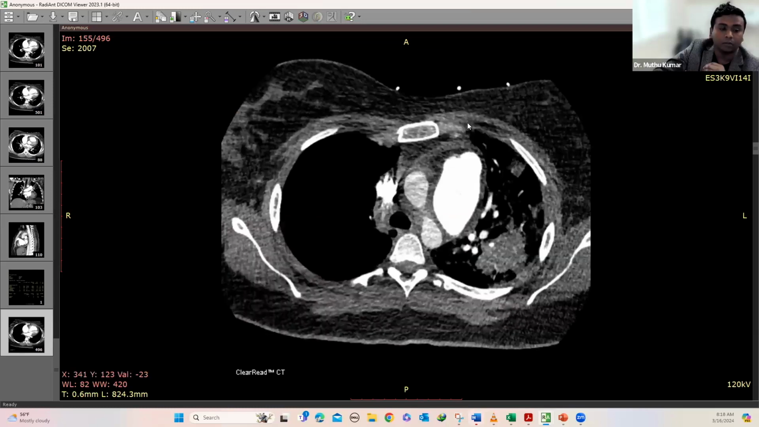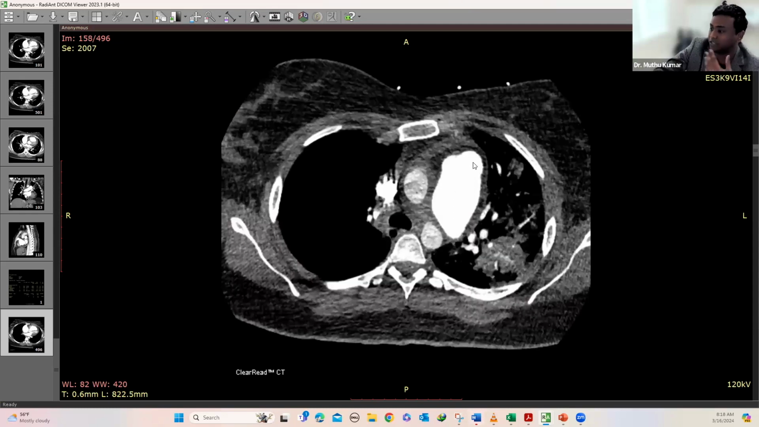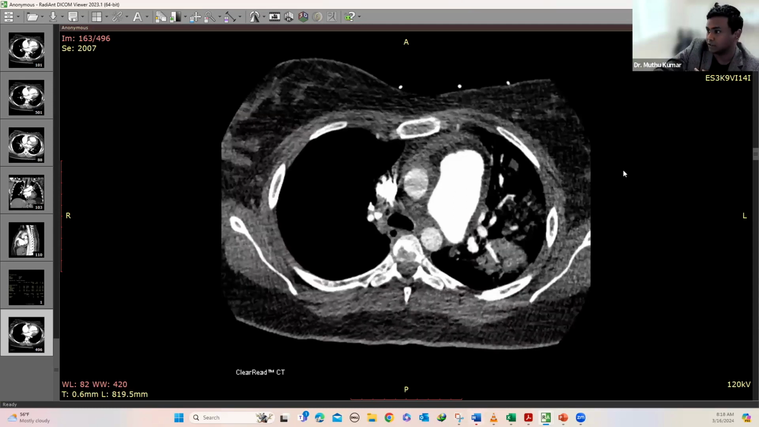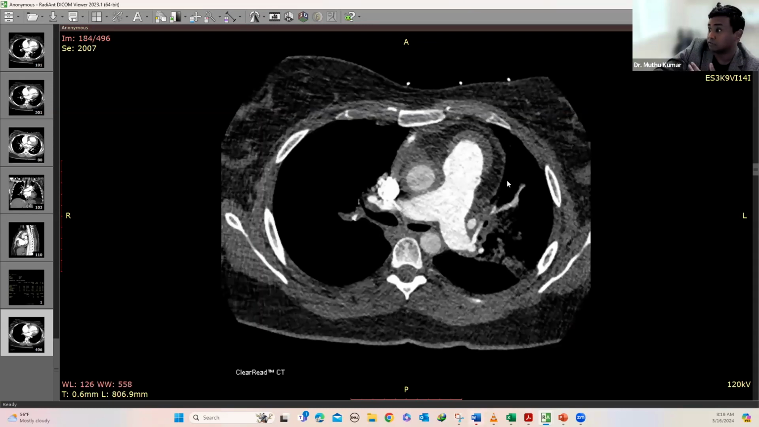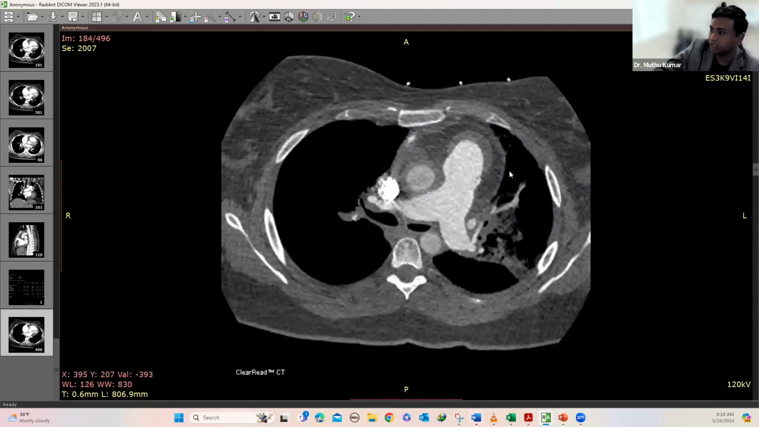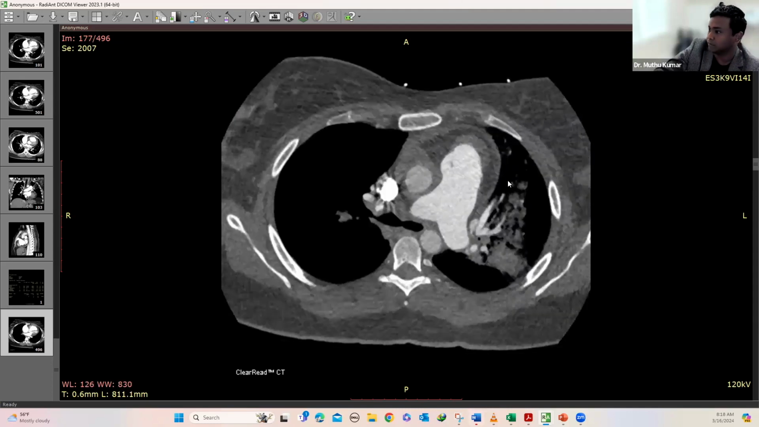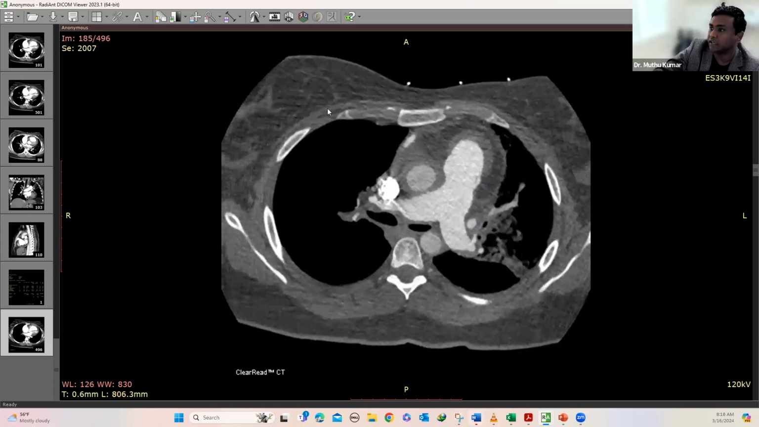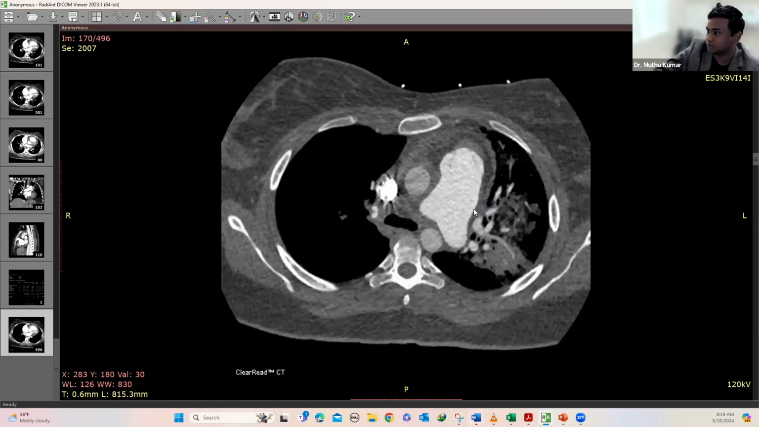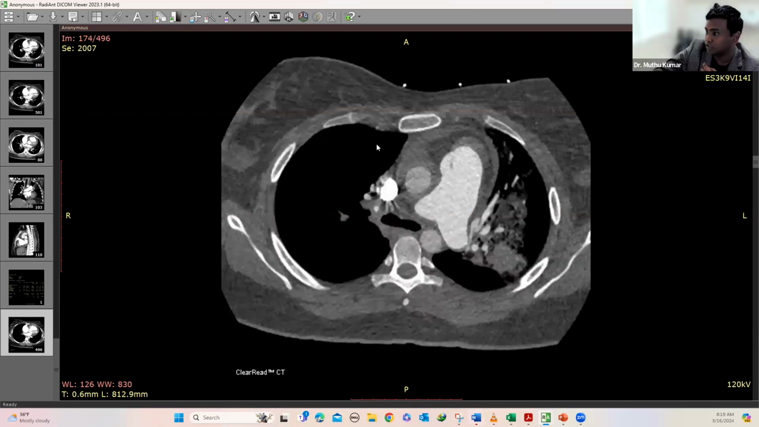But the most difficult finding is always the second finding, not the first one. The first one jumps at you. What is the second thing which jumps at you in this case? As you know, since it is done for a PE study, you can look at the pulmonary artery. The pulmonary artery is definitely increased in size, 3.9 centimeters, which is extremely large for a patient of this age.